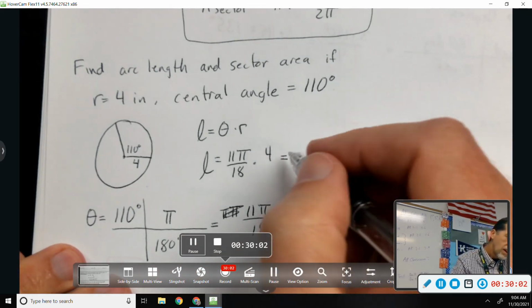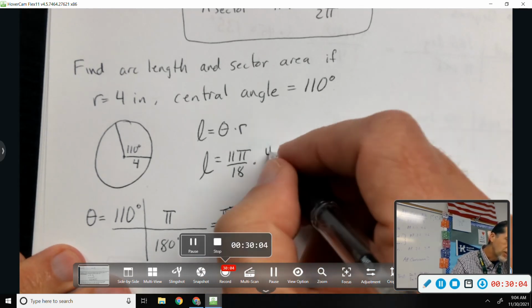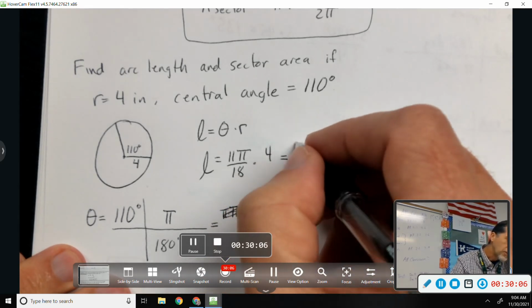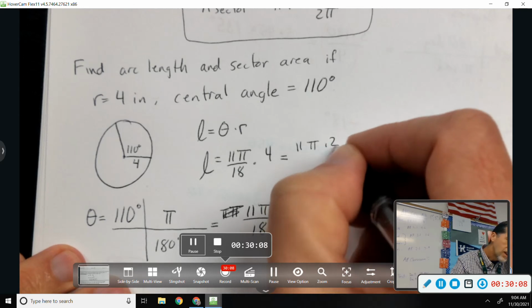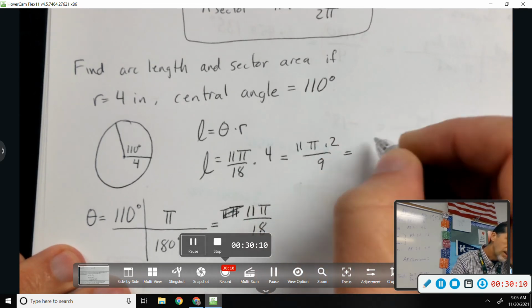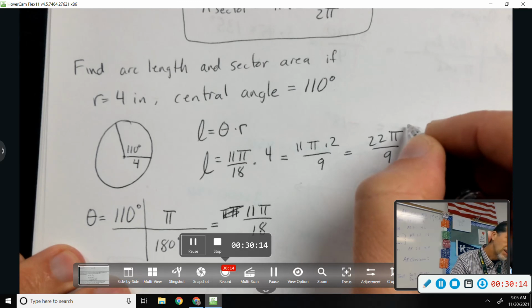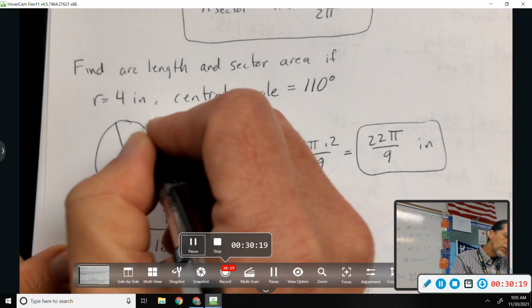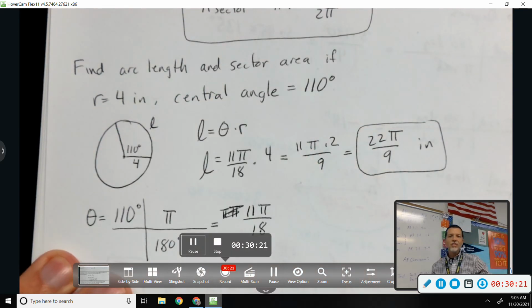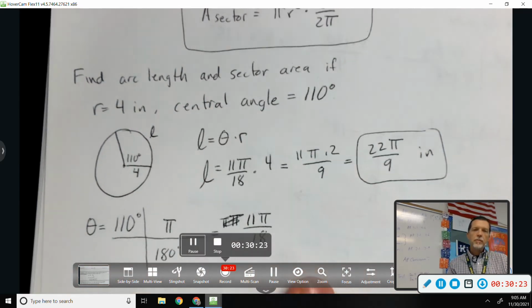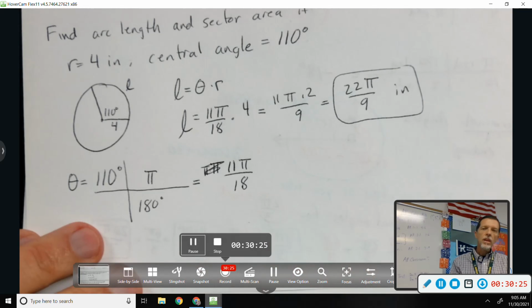I don't need a common denominator because this is multiplying. I can reduce though. So that's not too bad. 22 pi over 9. Inches. Right? Because arc length would be in inches, not in inches squared. That was only for the arc length.